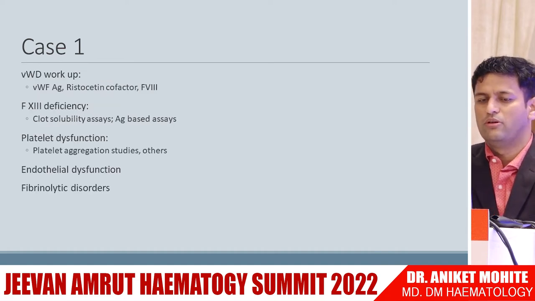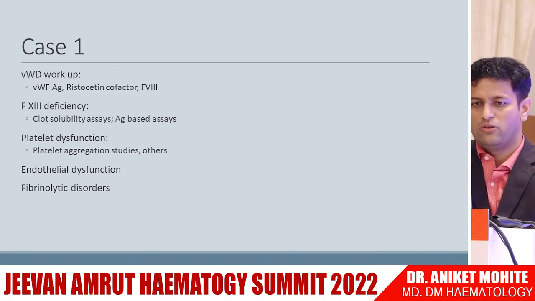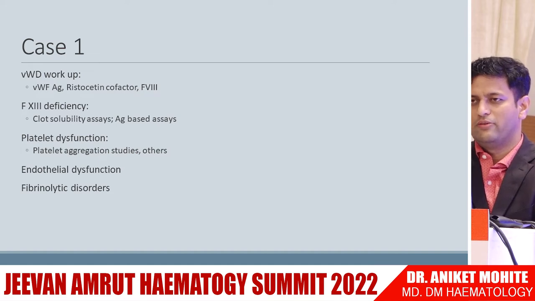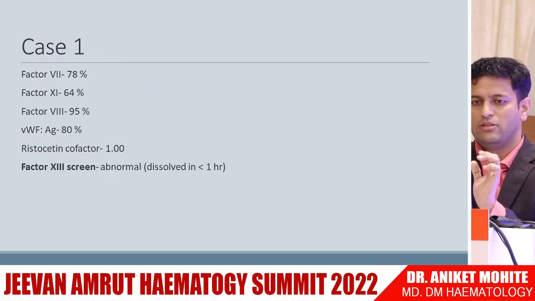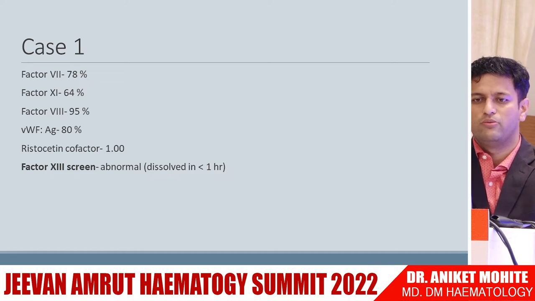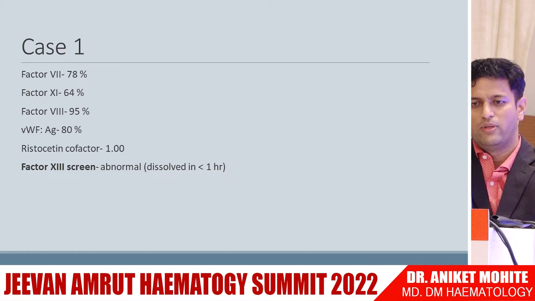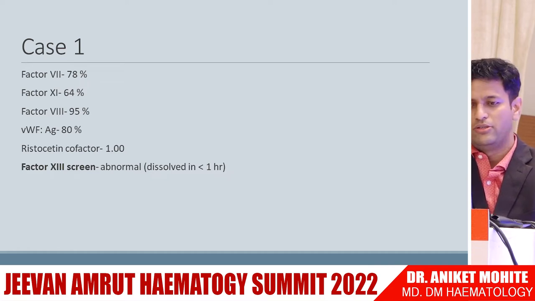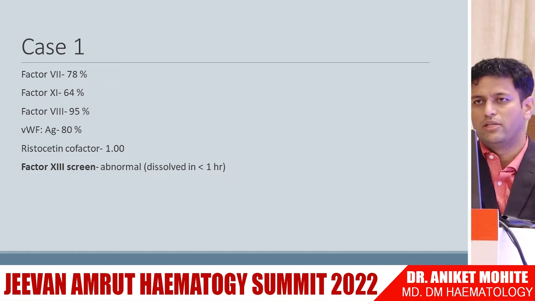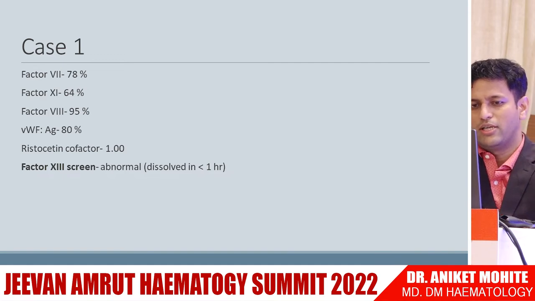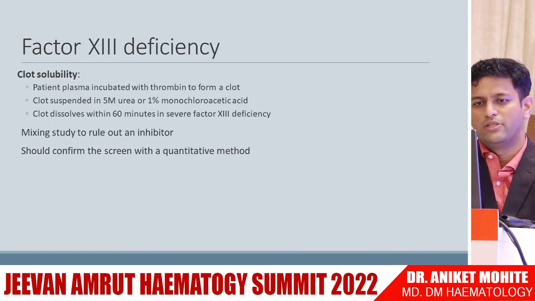So the workup of Von Willebrand will include Von Willebrand antigen, factor 8, as well as ristocetin cofactor. Factor 13 can be detected by antigen-based assays or clot solubility assays. Platelet aggregation studies, endothelial dysfunctions, and fibrinolytic pathways would be the other associated things. So in this patient, factor 7 is normal, factor 9 is 64%, Von Willebrand and factor 8 are normal, ristocetin is normal, and factor 13 is abnormal. So this is a case of factor 13 deficiency.